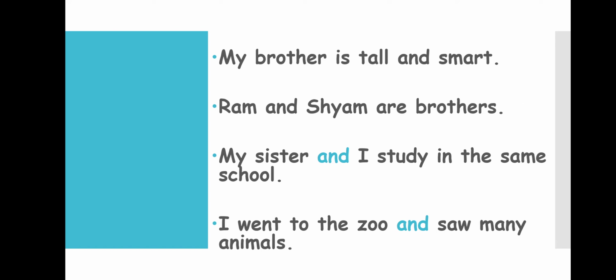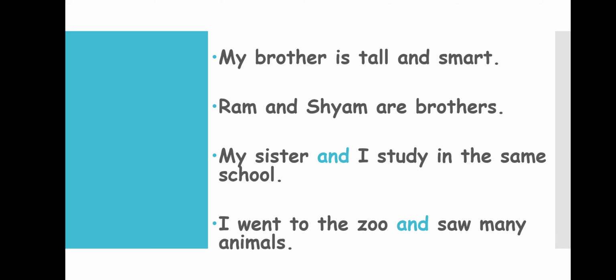Let's look at a few more examples. My brother is tall and smart. Here we have two adjectives, that is tall and smart. Tall is an adjective, smart is an adjective. So we have joined these two adjectives by using the conjunction and. My brother is tall and smart.